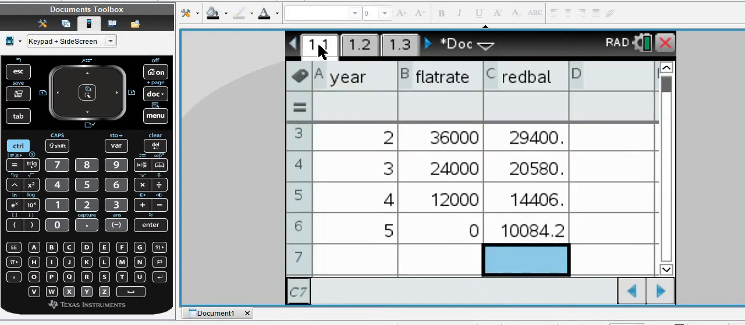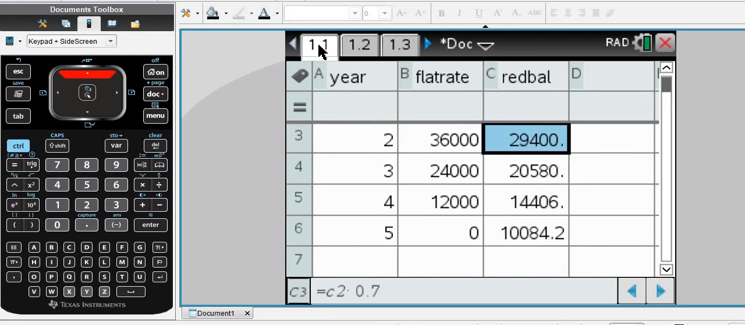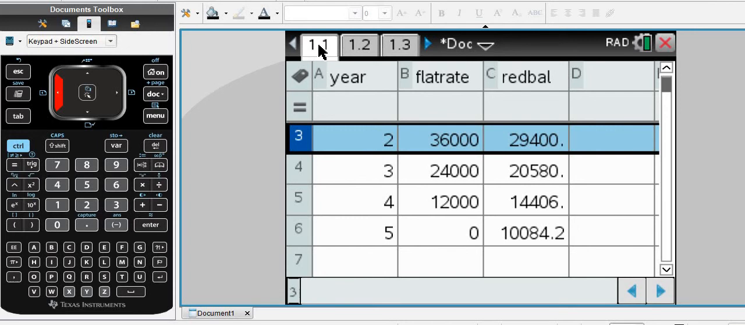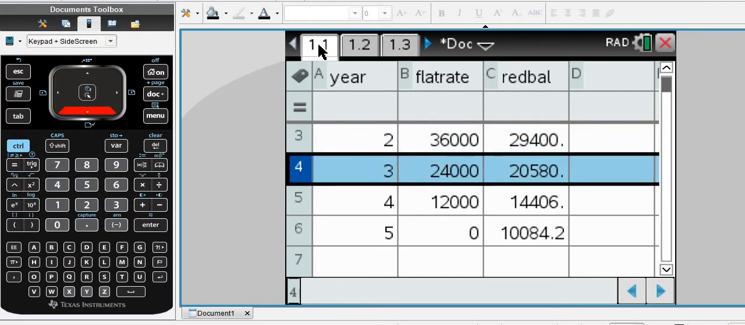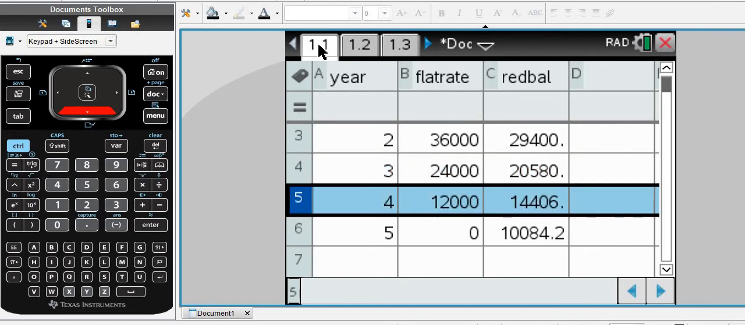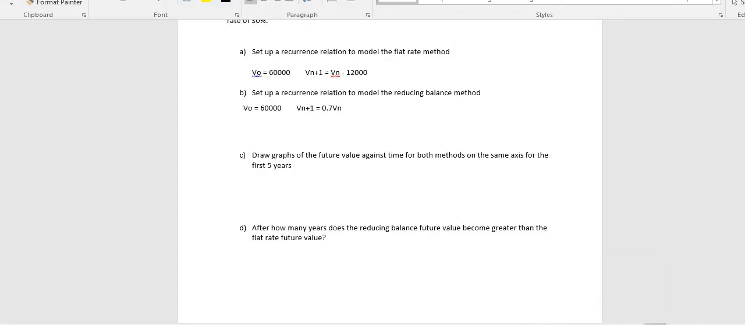We can also see that from back here. So flat rate is more for year 2. For year 3, the flat rate is still more, and then for year 4 is where the changeover occurs. Okay, so in year 4, the reducing balance value is greater. So back here, after how many years does the reducing balance value become greater than the flat rate future value? That was 4 years.